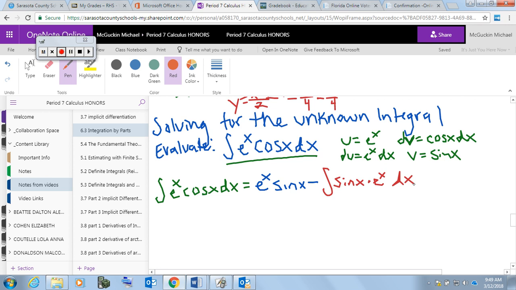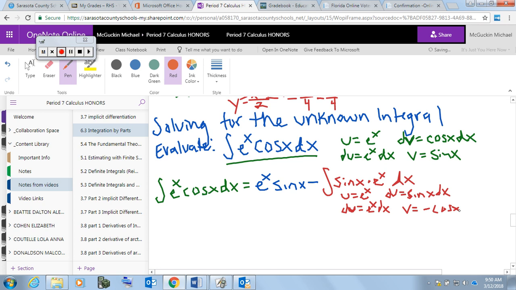And so I'm going to go ahead and say, hey, for here, we need to once again make u e to the x, and then dv is going to have to equal sine of x dx. And so once again, du will equal e to the x dx, and then v, in this case, because we have sine, the antiderivative of sine will give us negative cosine of x.